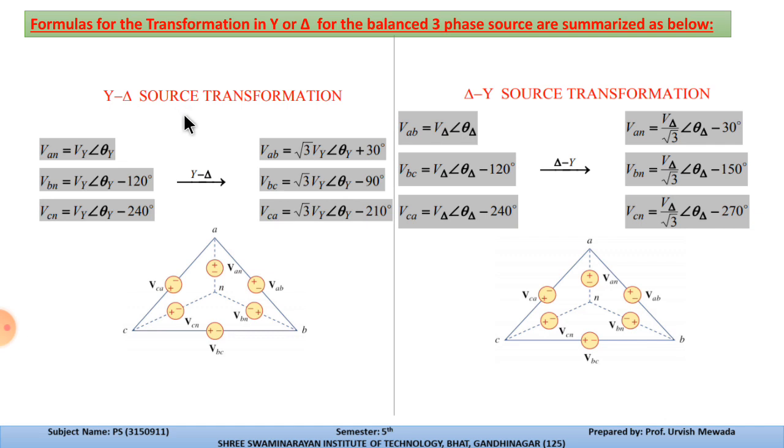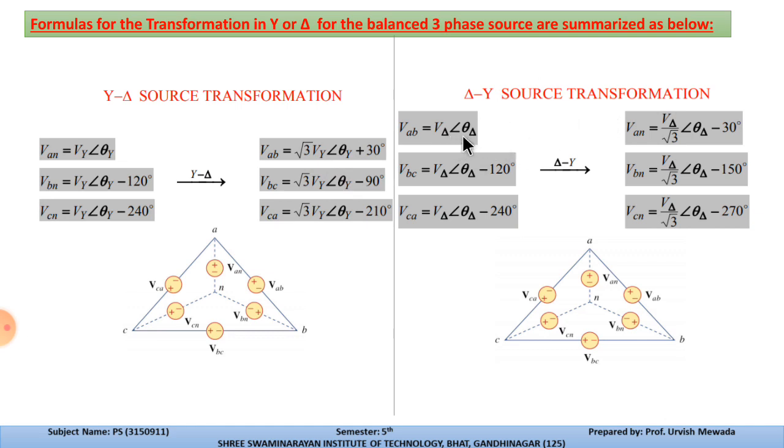In this you can see that the line voltage is root 3 times. In the previous transformation we saw that it was 3 times the impedance or resistance of the particular branch. So here it is root 3 times Vy.